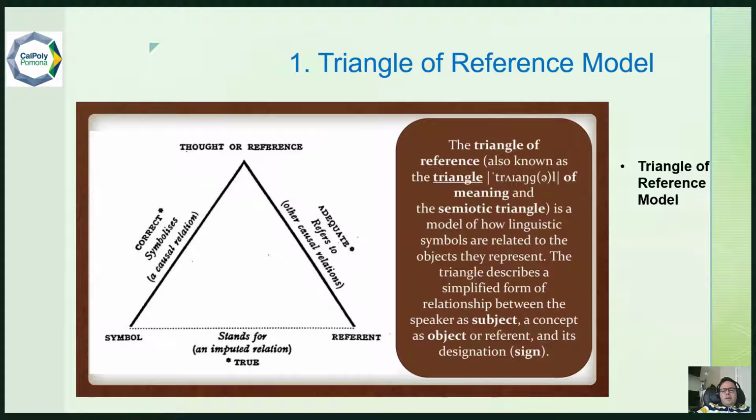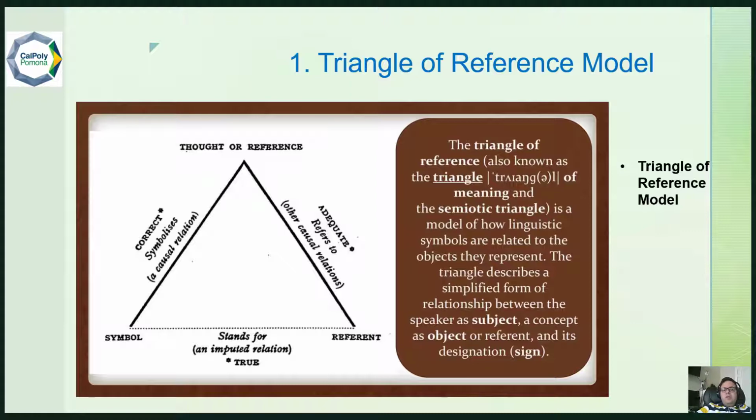And the simplified form of that relationship between the speaker as the subject, whoever explains it, a concept as an object or a referent, and its designation or the sign is the basis of the triangle reference model. So if you want to explain an orange, you may use a picture. That will be your symbol.